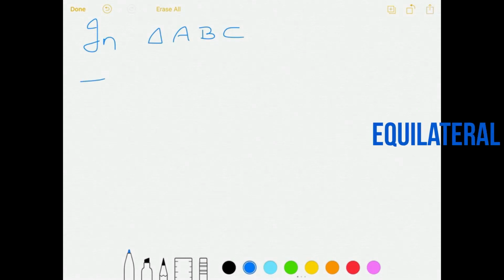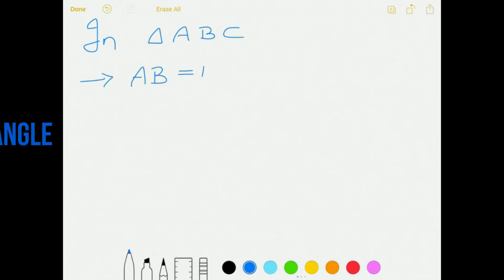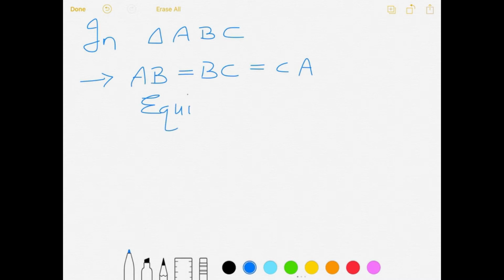Number 1, if the distance AB equals the distance BC equals the distance CA, that means all the 3 sides have the same measurement, then that kind of triangle is an equilateral triangle. That is an equilateral triangle.